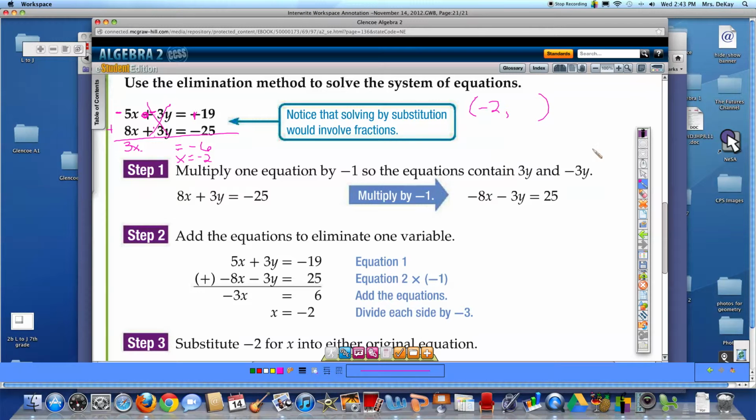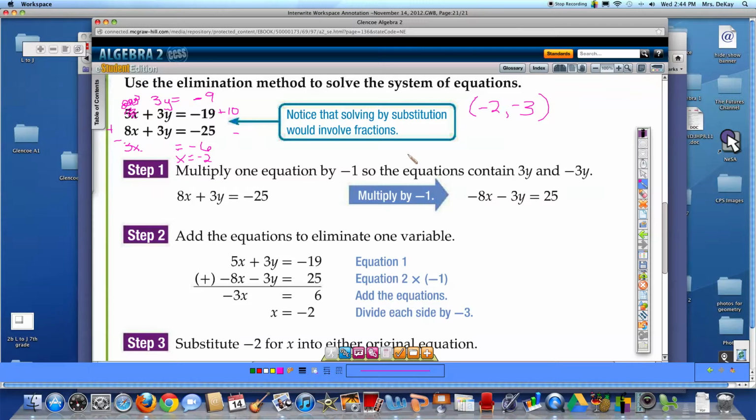Now the hard part about elimination is figuring out what the y is. So you have to go back, and it doesn't matter which one of these you choose. You can choose any equation that you want. Just plug that -2 in. You gotta go back and plug that -2 in for x. So if I plugged it in right here, that would make that -10. And then if I added 10 to both sides, I would get -9 equals 3y. And so y would equal -3.